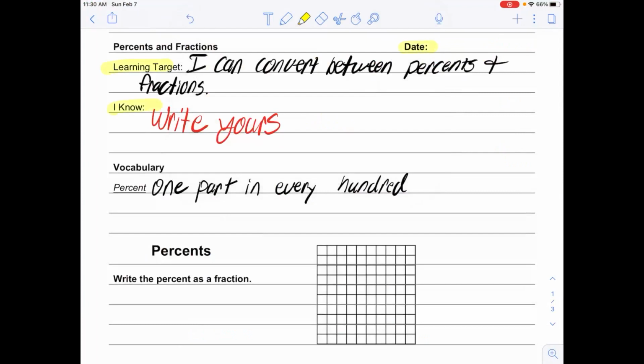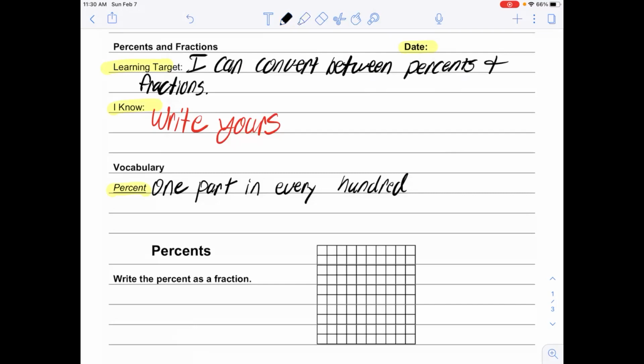Write down what you already know about this. So you know what percents are, you know what fractions are, and you know what the word convert means. So you have a lot of knowledge about this already. And then we have one vocabulary word today, and that is percent. Percent literally means 1 part in every 100. So pause the video here, get all of that written down, and restart when you're ready to go.